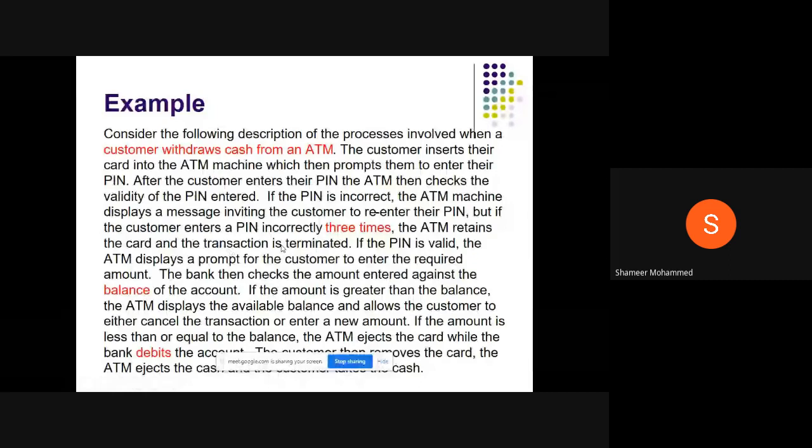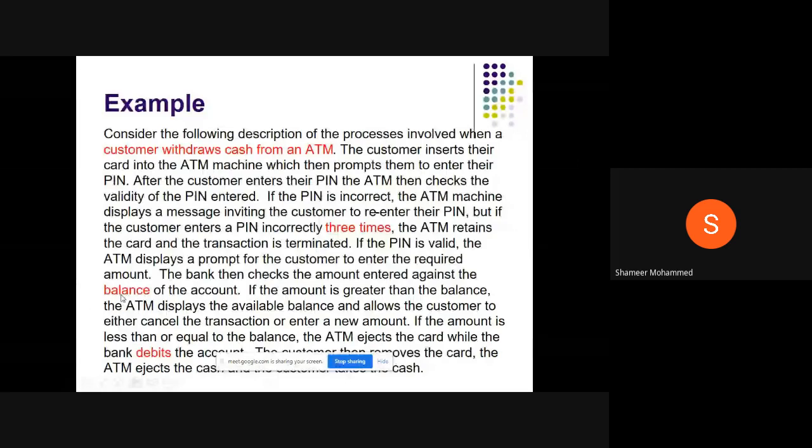That is one case if PIN is not correct. If PIN is correct, then it will display the customer details and it will ask you to enter the amount, how much money you want to take. It will check with your balance. Suppose I type 10 riyal.